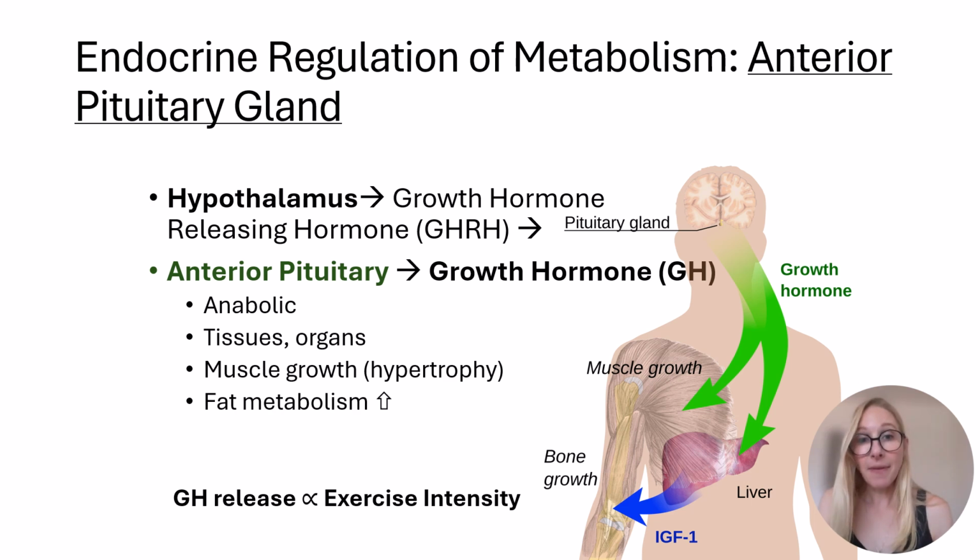Here is that sequence of events. So we have growth hormone releasing hormone. That's going to go to the anterior pituitary to release growth hormone itself. It's an anabolic hormone targeting tissues and organs, again, specifically muscle, liver, and bone. And it's going to be general growth, so muscular hypertrophy.